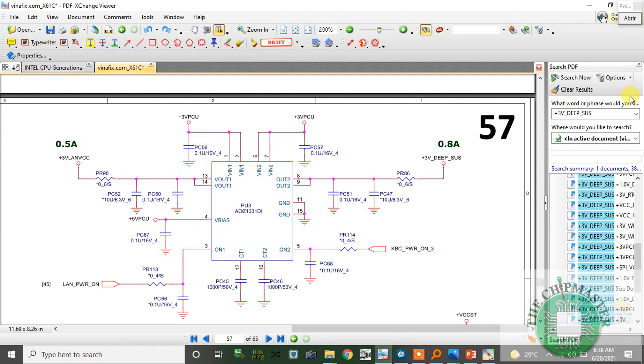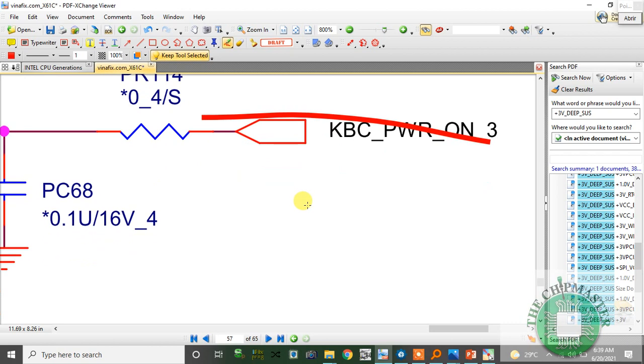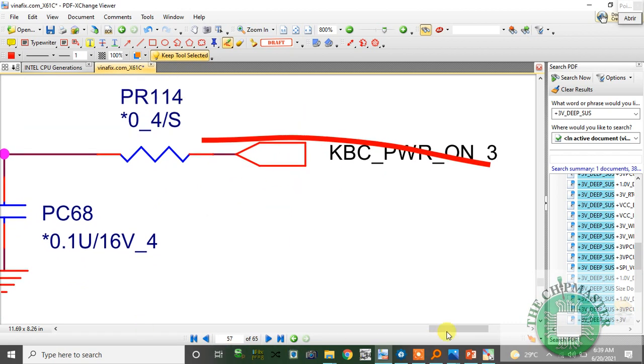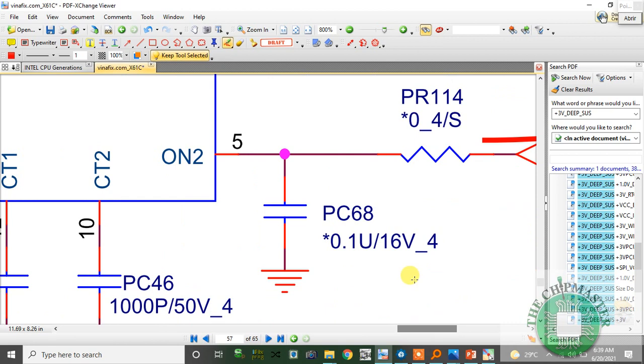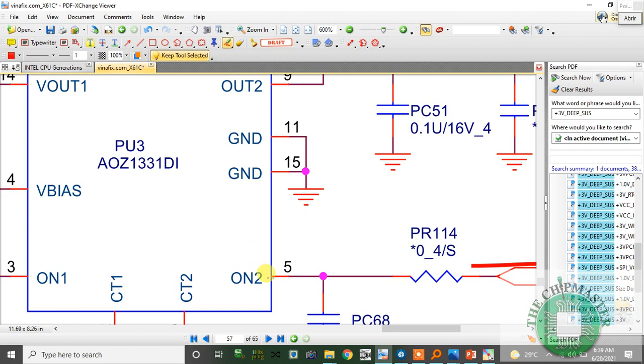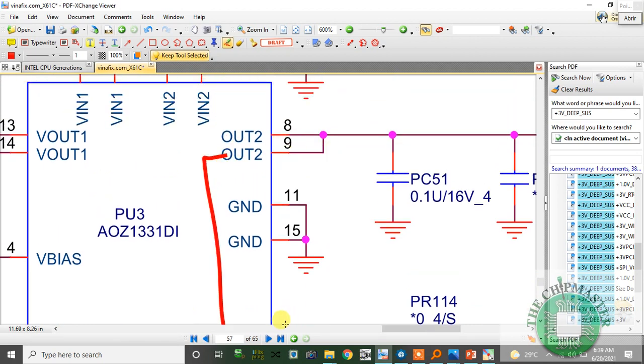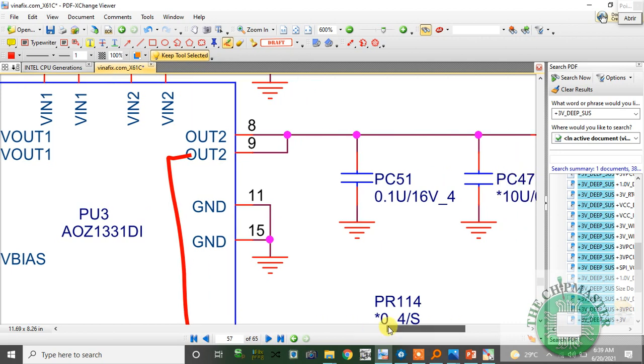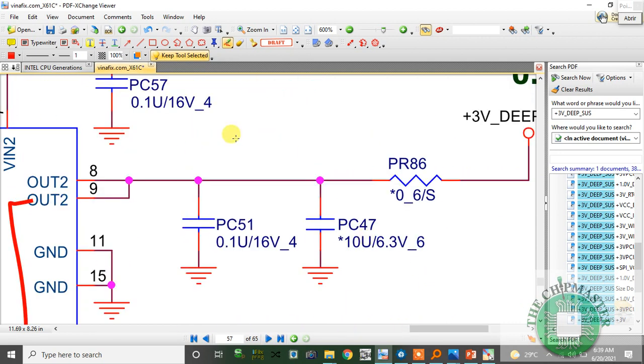Remember, when the EC gets the SLP_SUS signal, it will immediately release this signal, KBC power on. As you can see, there's a short connection there, meaning that the resistor is not there, so it's a direct line, and it is coming to pin number five of this chip. When ON2 comes out, then it will release OUT2. So when ON2 is released, it will turn on the integrated switch to turn on OUT2, and it becomes 3-volt deep sleep, 3-volt deep sleep source.